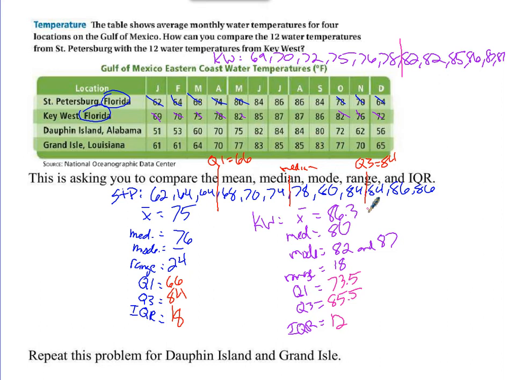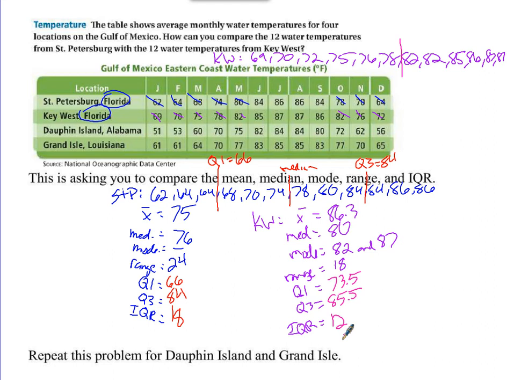Key West is way nicer. Not only is it an average temperature that's warmer, as the year goes on, the temperature swing is less than St. Petersburg. The majority of the data here lies between Q1 and Q3. So most of the time, you're going to be between 84 degrees and 66 degrees. For Key West, most of the time, you're going to be between 85.5 degrees and 73.5 degrees. Which one sounds better? Key West.